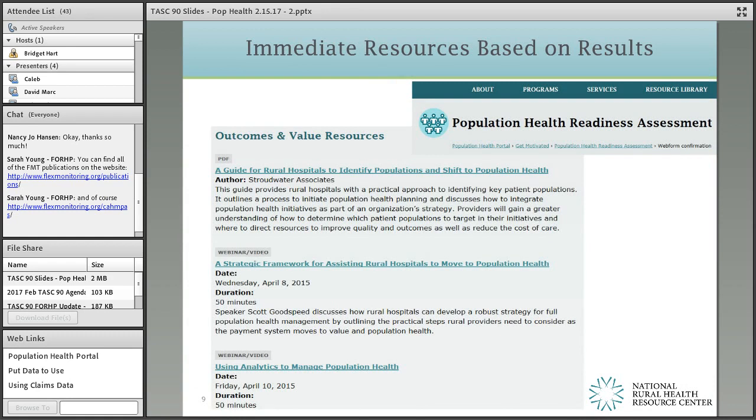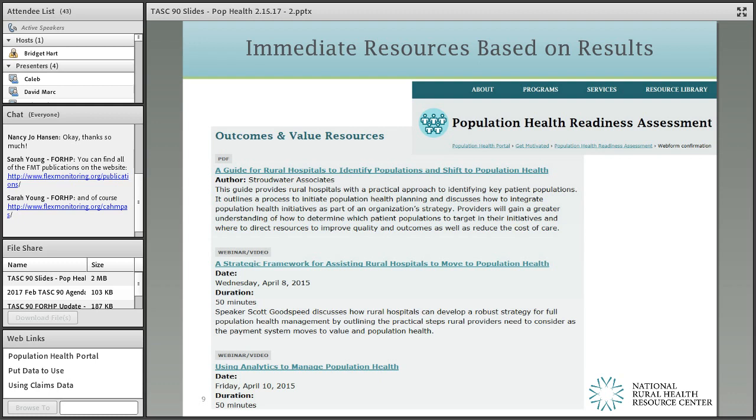And after completing the assessment, the hospital or network receives immediate results on their screen, and in this case, the score was 59, and that is out of 105 possible points. And it gives them a sense of where they are, and then also there are resources that are targeted to the responses to the questions.